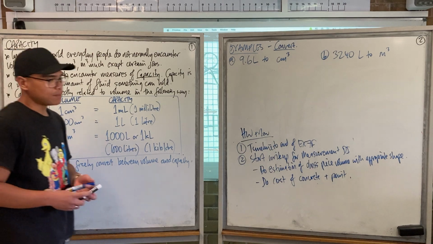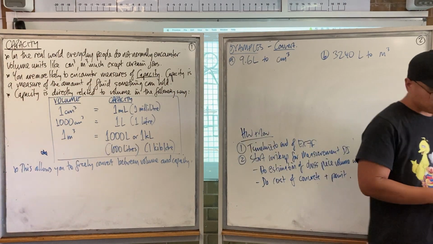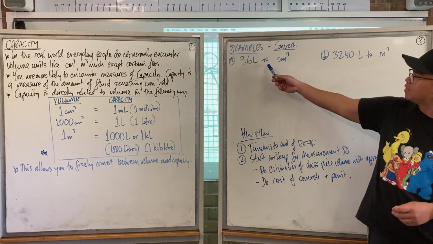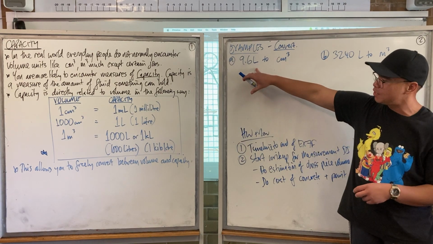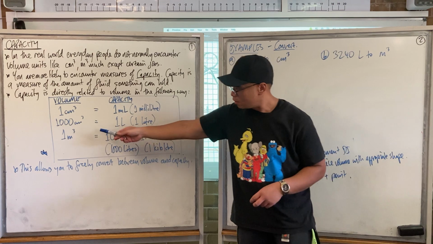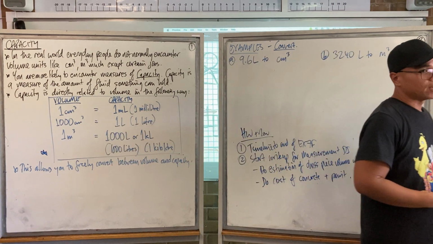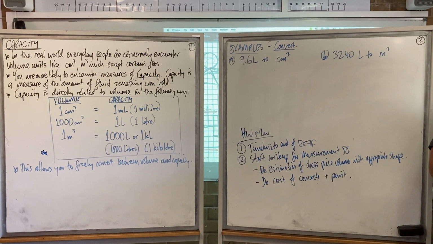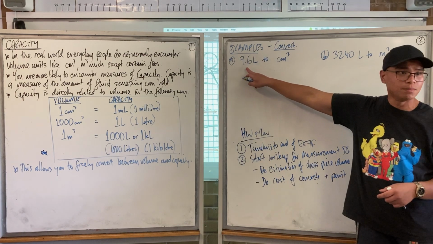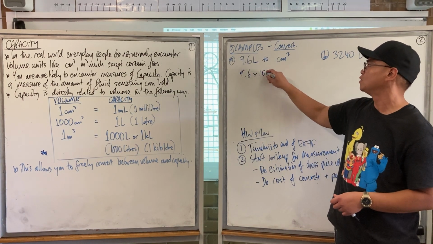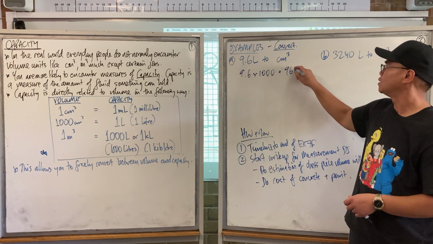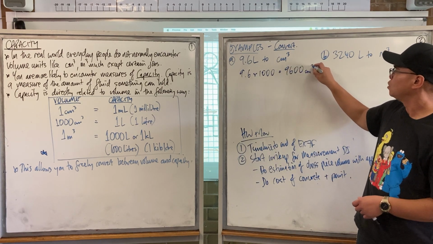Now, let's do this example so I can stop that video. 9.6 litres to cubic centimetres. What do I know about litres in relation to cubic centimetres? How many cubic centimetres are there in 1 litre? 1,000. So what would I times this number by? Good. 9.6 times by 1,000 is going to be 9,600 cubic centimetres.